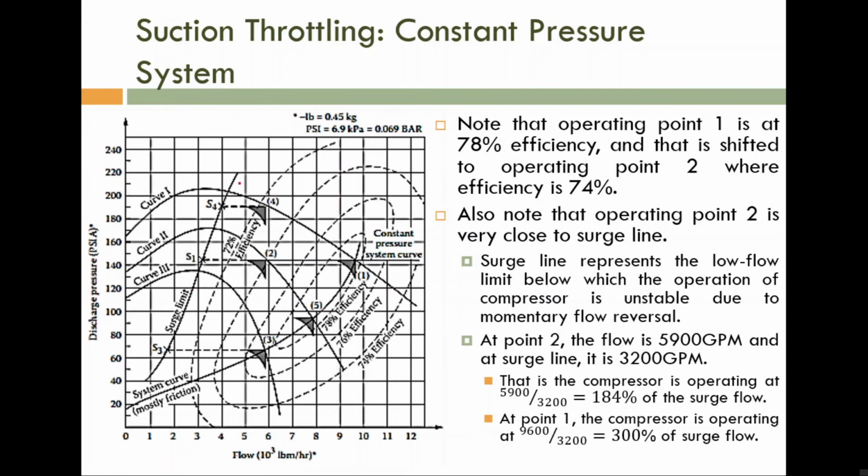The surge limit is a wrong one. So actually this one is a peak value. So corresponding to that, the surge flow is 3200. So what is the normalized or percentage ratio value? Around 300%. So what I am trying to say is, corresponding to operating point 1, the flow rate is 9600, and the corresponding surge flow, means this one is lying on curve 1, so corresponding surge flow is 3200 around. So that is around 300%.